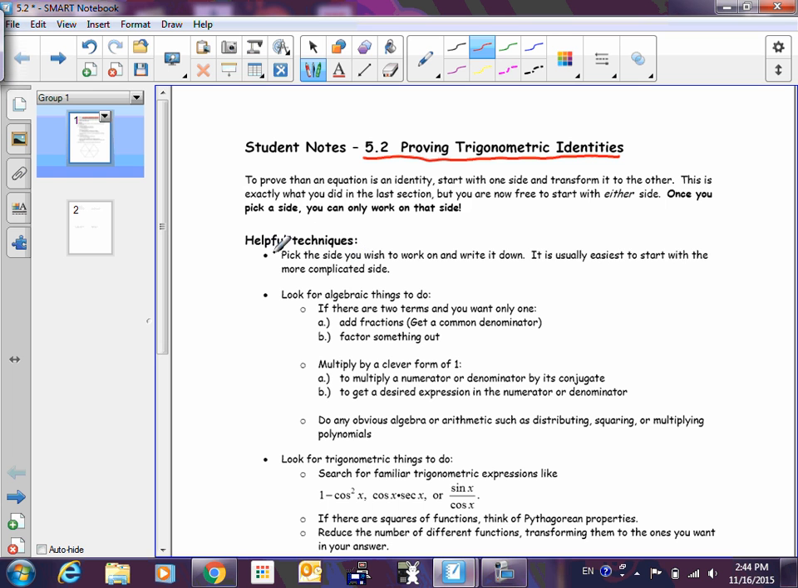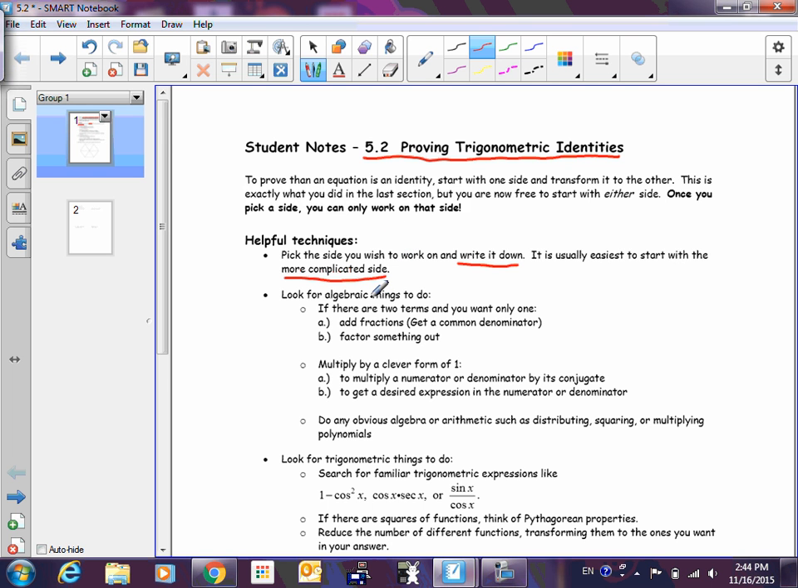All right, so here's some helpful techniques. Pick the side you wish to work on and write it down. I'm also going to have you underline it. It's usually easiest to start with the more complicated side. It's almost always easier to start with the more complicated side. That may seem weird, but I'll explain it as we go through some problems.